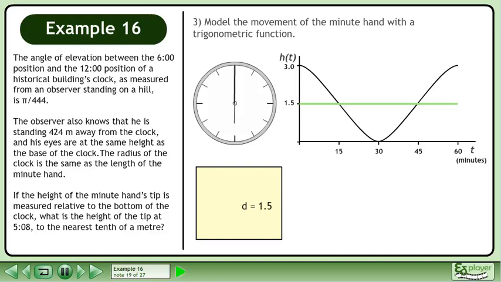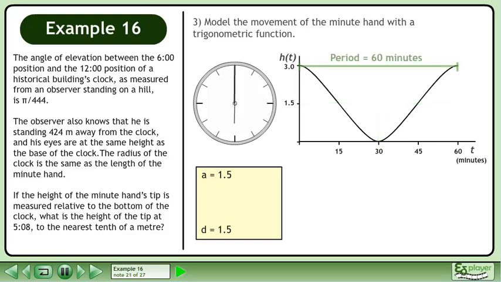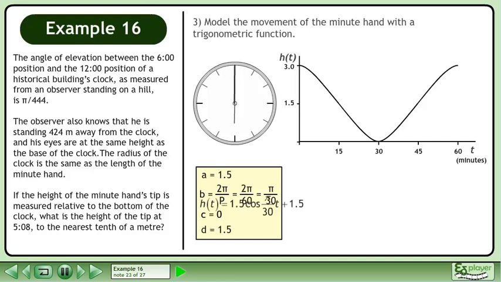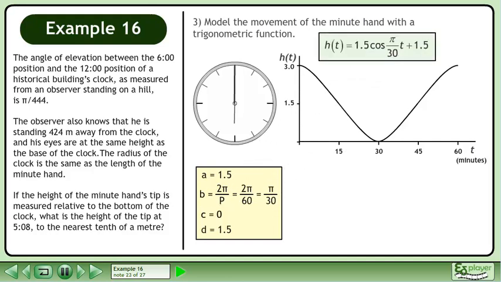The vertical displacement is 1.5 meters. The amplitude is 1.5 meters. The period is 60 minutes and the b value is pi over 30. There is no phase shift. The function is h of t equals 1.5 cos(pi over 30 t) plus 1.5.